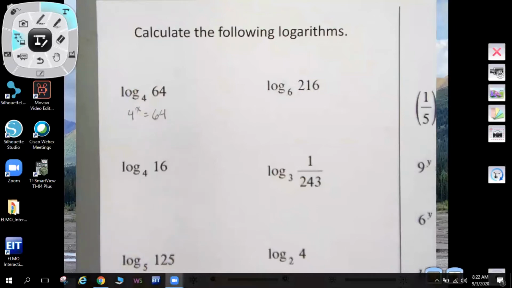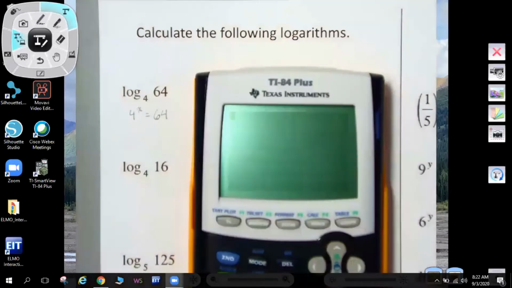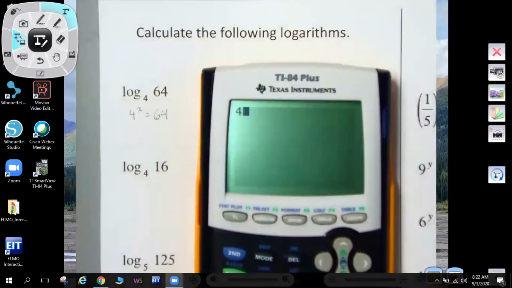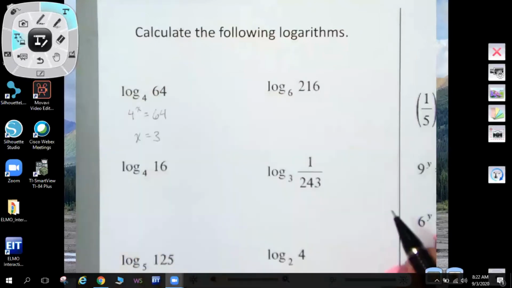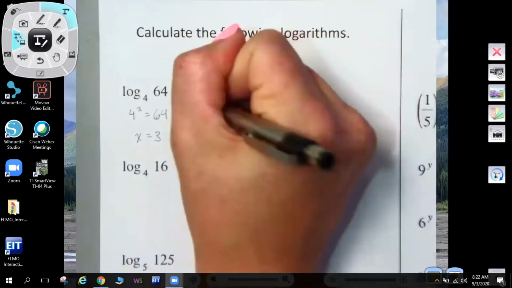The easiest way to find this for now is to just do trial and error. Take 4 and try different exponents on it. I usually start with 2 and work my way up until I get it. If you do 4 squared, you would see that that is not 64. So then you try 4 cubed, that is 64. So the exponent needs to be 3, and the answer to this logarithm then is 3.